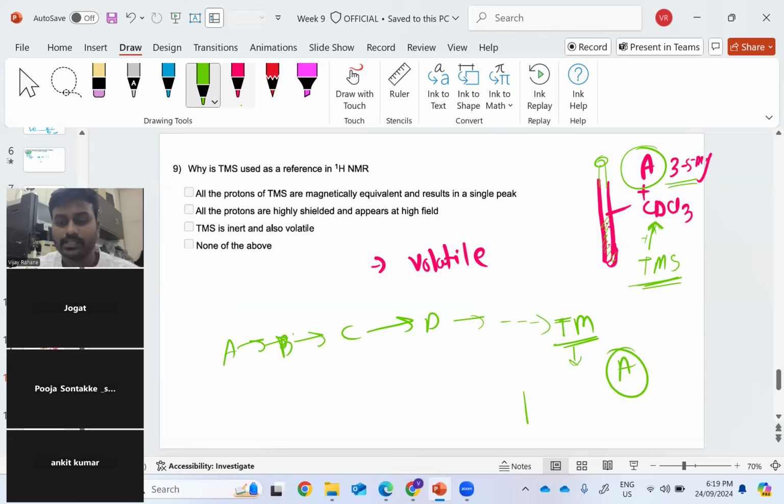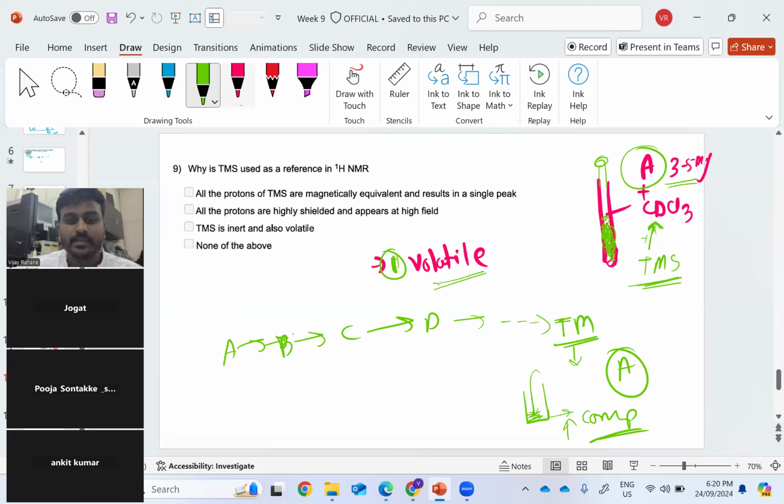So what we do, we take the NMR, and after that we keep the whole mixture, the NMR solvent as well as the compound we used for the sample. If you just keep it for 1 hour, the TMS as well as the CDCl3 evaporate, and we get our compound back. So that's the first advantage of using the TMS.